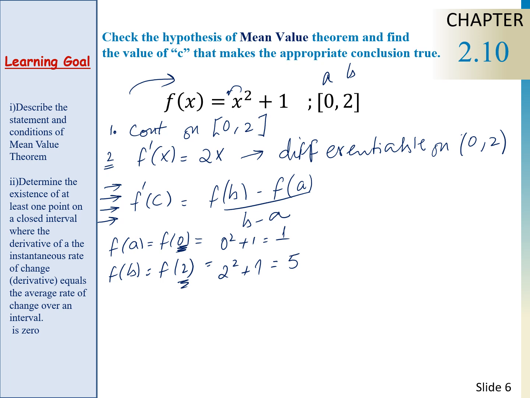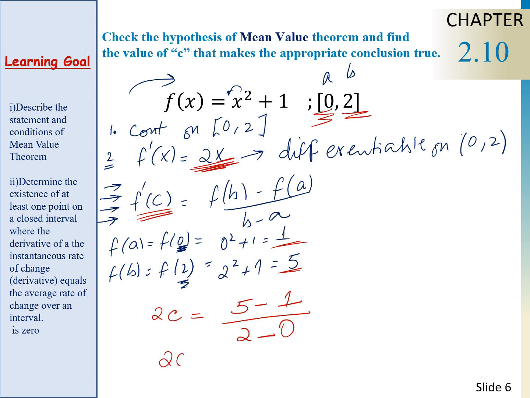Now here we will apply this formula. f prime c. So we have the derivative 2c, rather than x, write 2c equals f of b, which is f of 2, which is 5, minus f of a, which is 1, over b, which is 2, minus a, which is 0. So we will write here 2c equals 5 minus 1 is 4, 4 divided by 2 gives us 2.